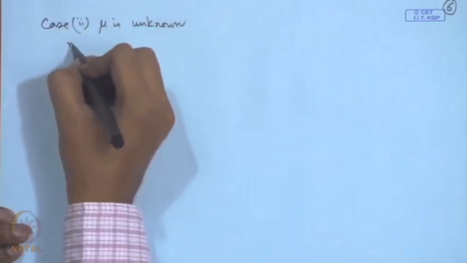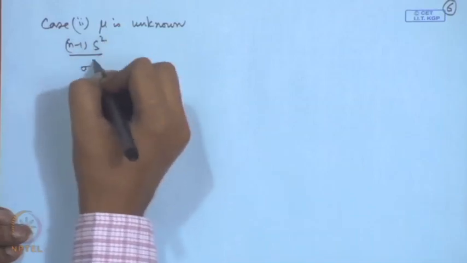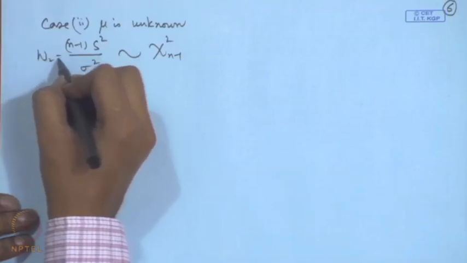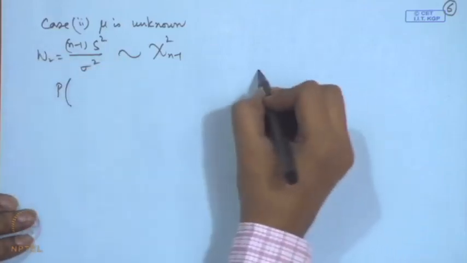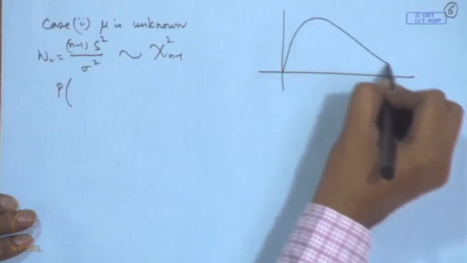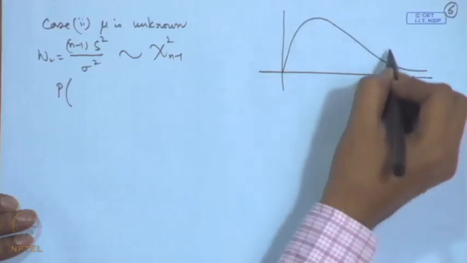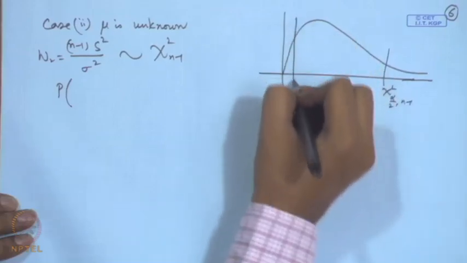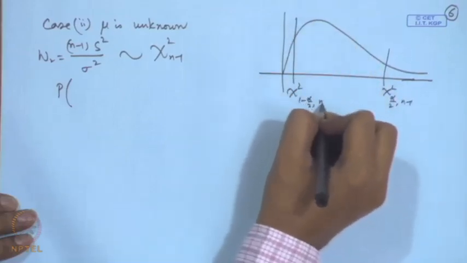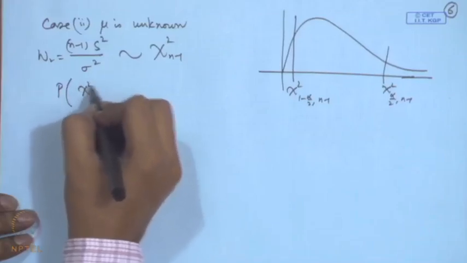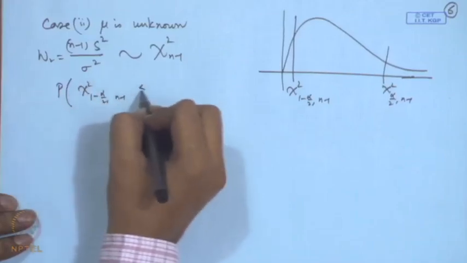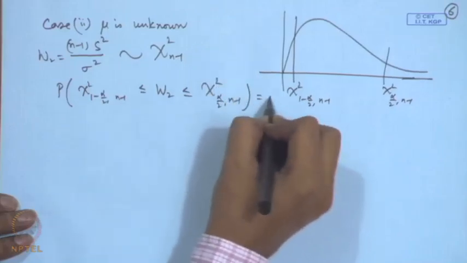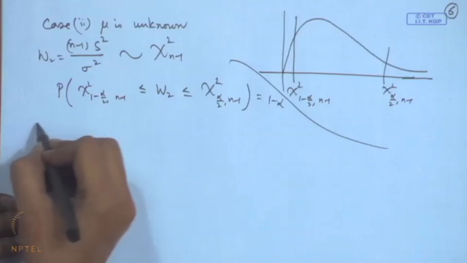When mu is unknown, then (n minus 1) s square by sigma square follows chi square n minus 1, and it can be used. Let us write it as W 2. So, probability of, once again we will be considering the points chi square alpha by 2 n minus 1 and chi square 1 minus alpha by 2 n minus 1. So, probability of chi square 1 minus alpha by 2 n minus 1 less than or equal to W 2 less than or equal to chi square alpha by 2 n minus 1 is equal to 1 minus alpha.